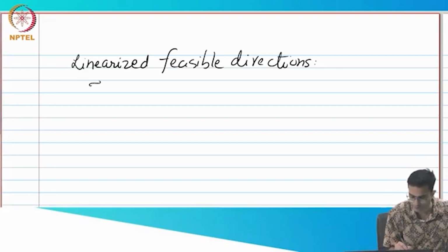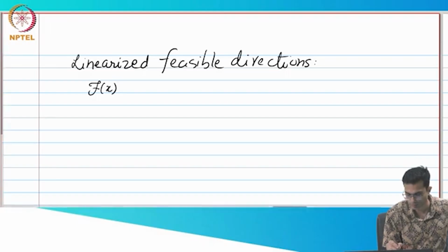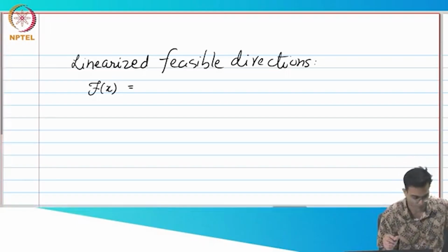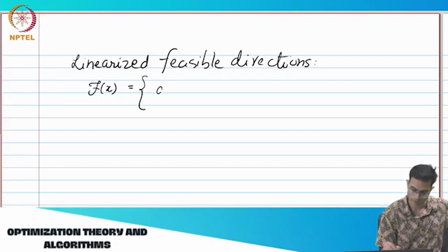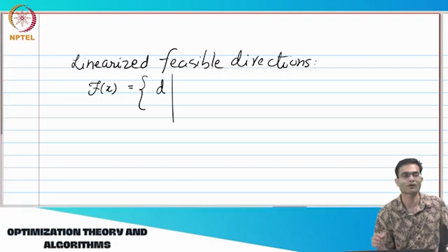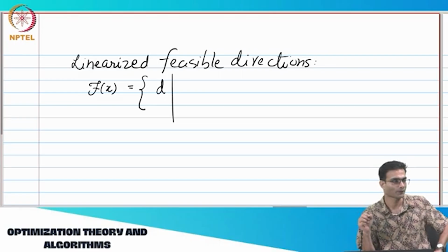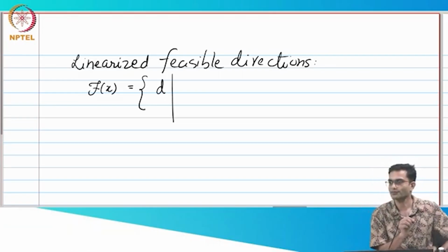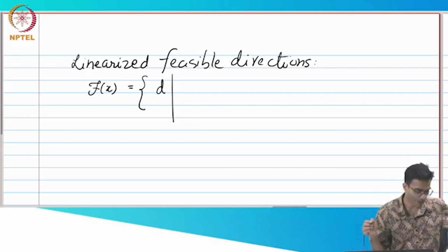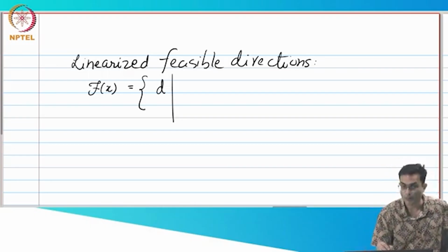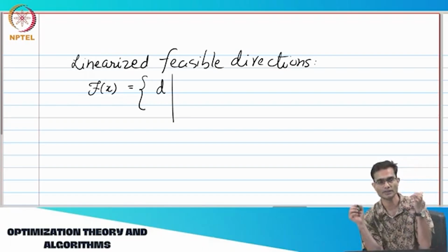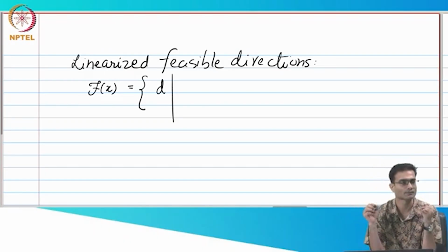How are they formally defined? This is script F as per Nocedal's notation. It is the set of all d. Just go back to how we have defined it in the previous case for the inequality constraints. When I had an equality, which was the very first example, what was the relation between d and grad C?